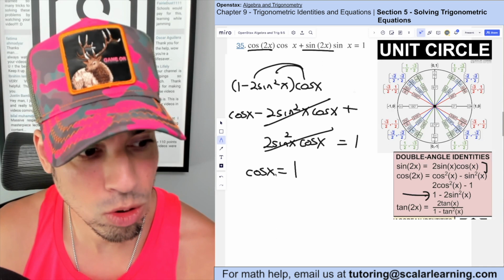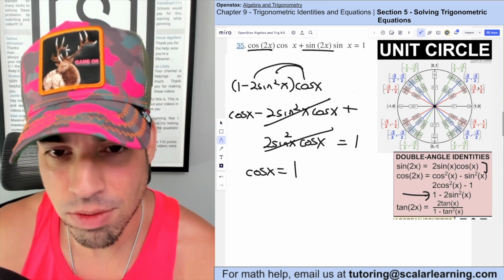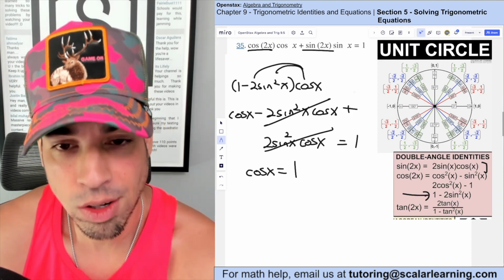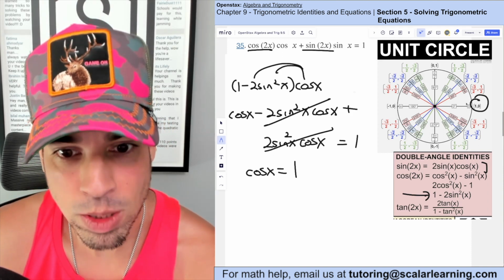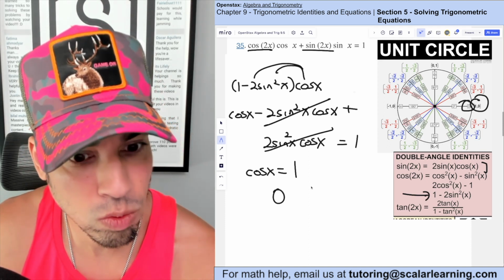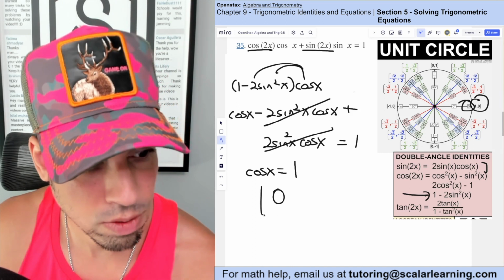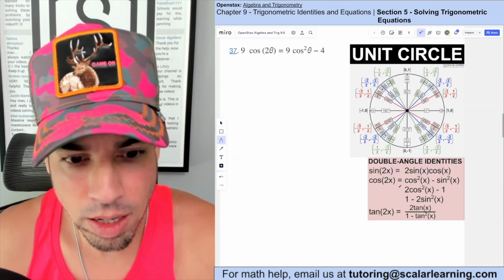Now we go back to the unit circle. When does cosine of x equal 1? Well, that's whenever the x value of these coordinates is equal to 1. Cosine corresponds to the x value. So the only place where I see that is right here, which means we only have one solution for x, which is 0 radians. So 0 is the final answer. Done.